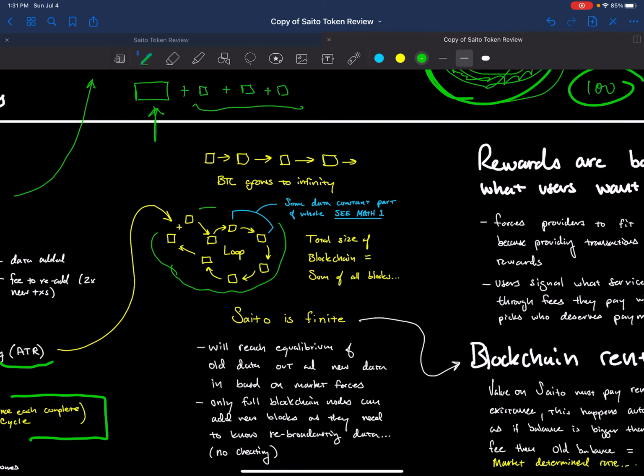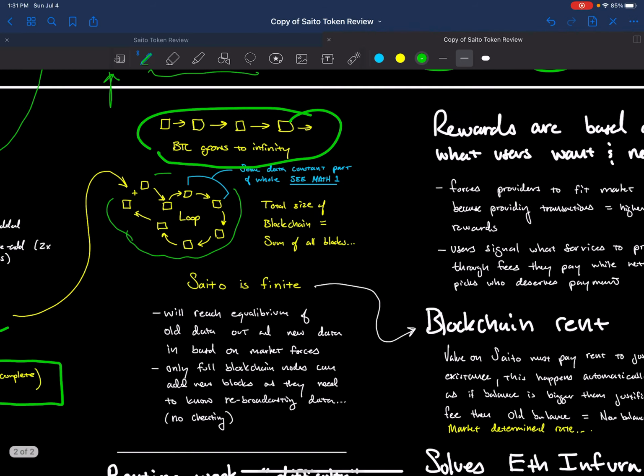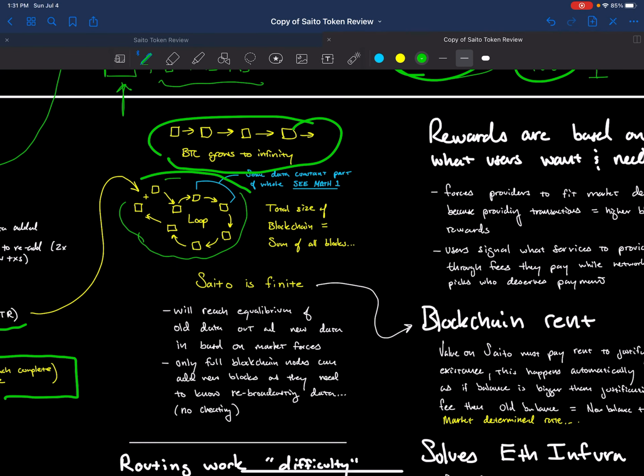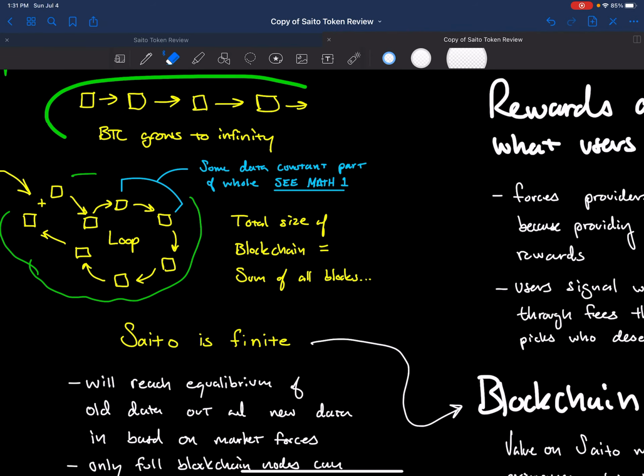And so Bitcoin will grow to infinity, and Saito will have a confined size of the total blockchain. It'll be some data constant, which will be decided by the rules of the network. I don't know why my pen is not working, but it is having issues right now.